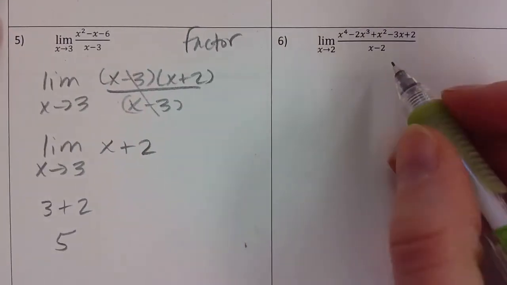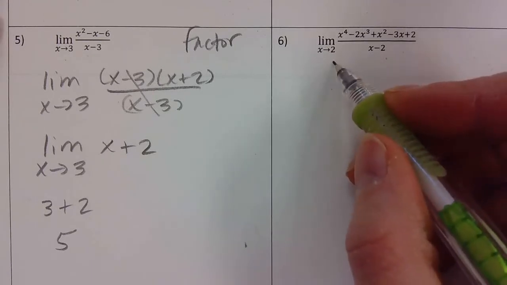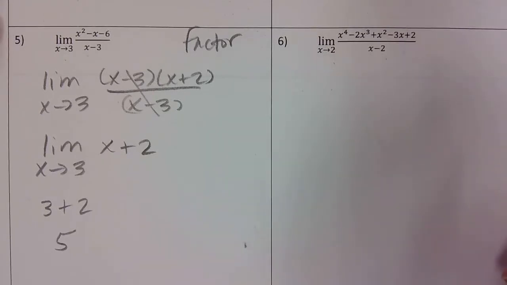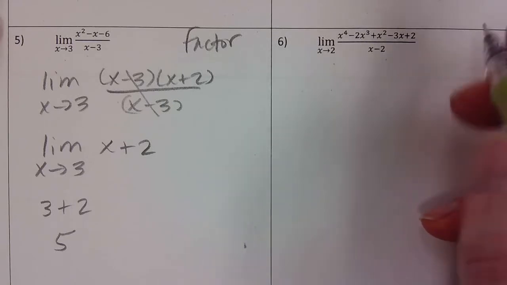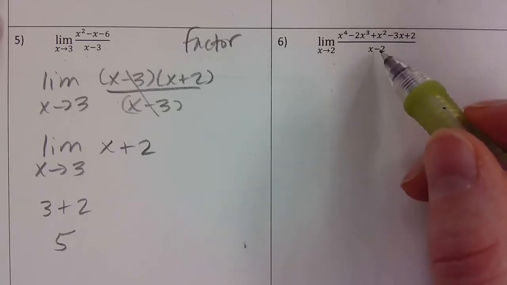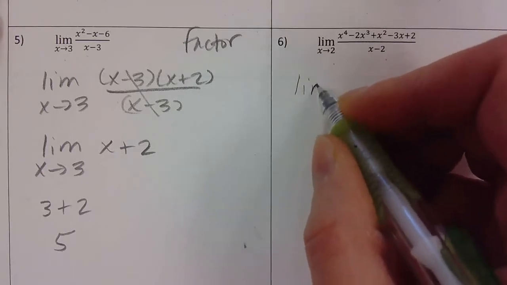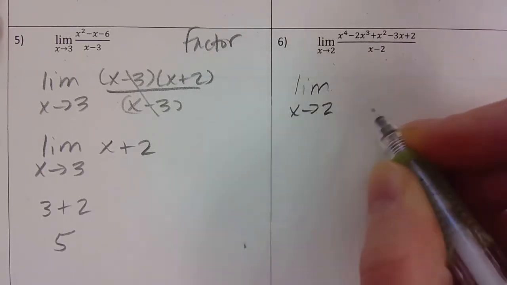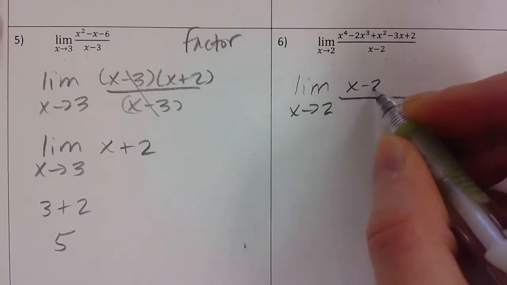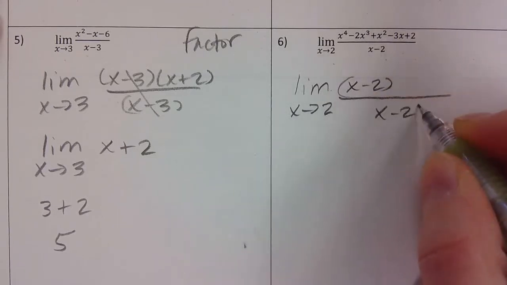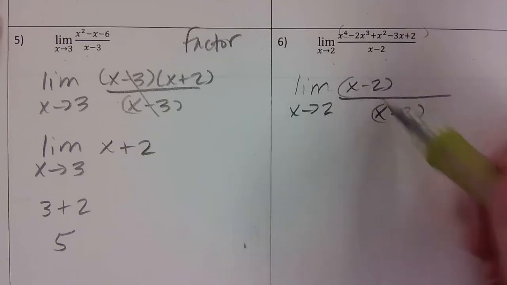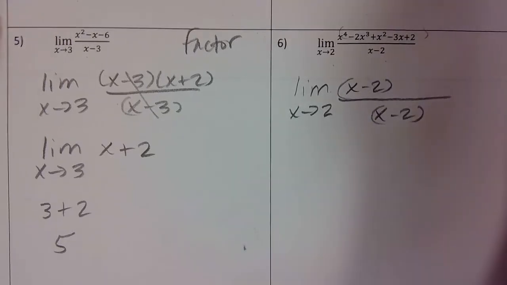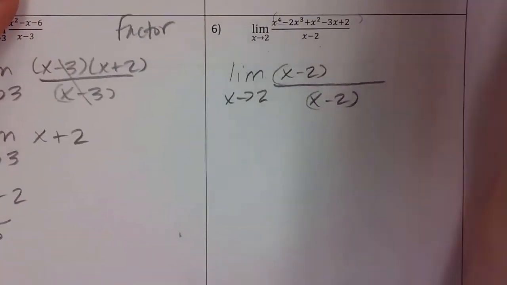On the next one, I have a similar issue. My denominator is x minus 2, so I can't just find my limit as x approaches 2. So I need to factor my numerator. And what I'm really hoping is that I could have a factor of, let me write this out, an x minus 2 in my numerator as well. So if I could divide this numerator by x minus 2, then I'd be able to cancel that out. So I'm looking for that common factor of x minus 2.